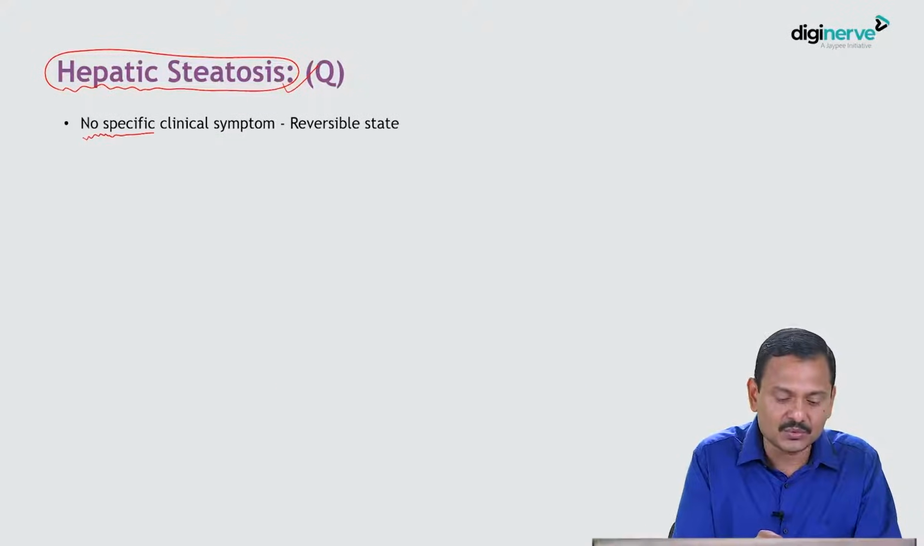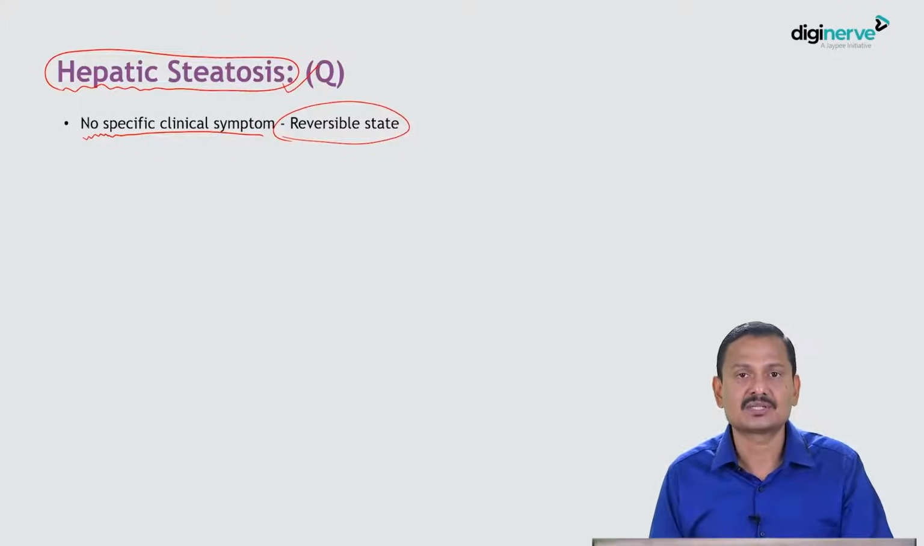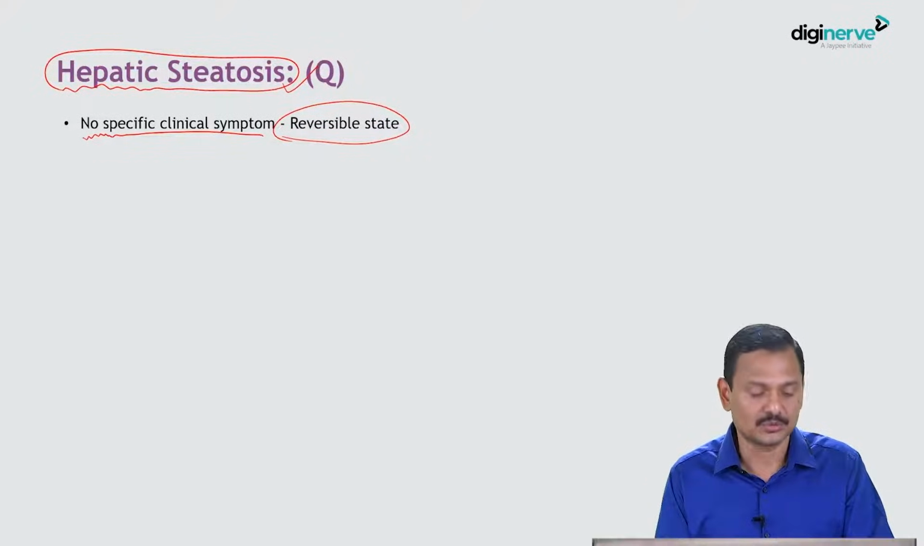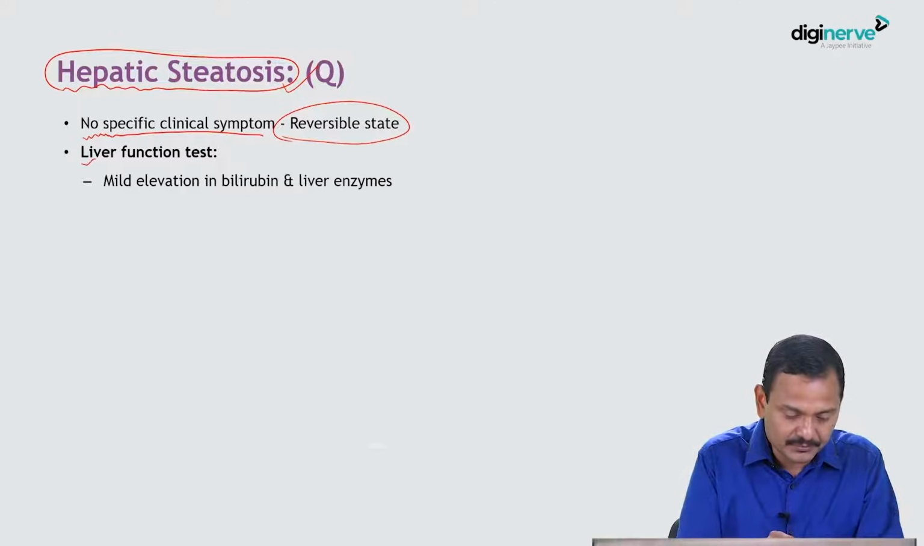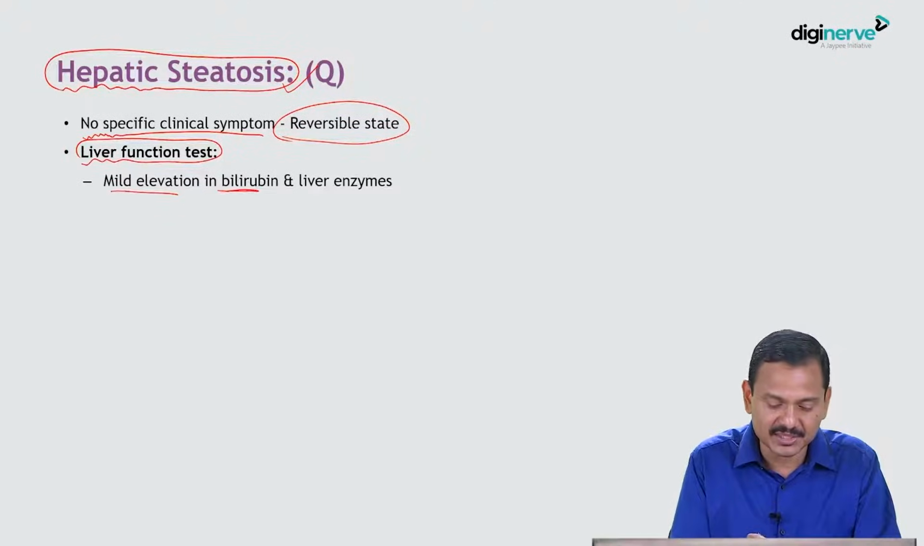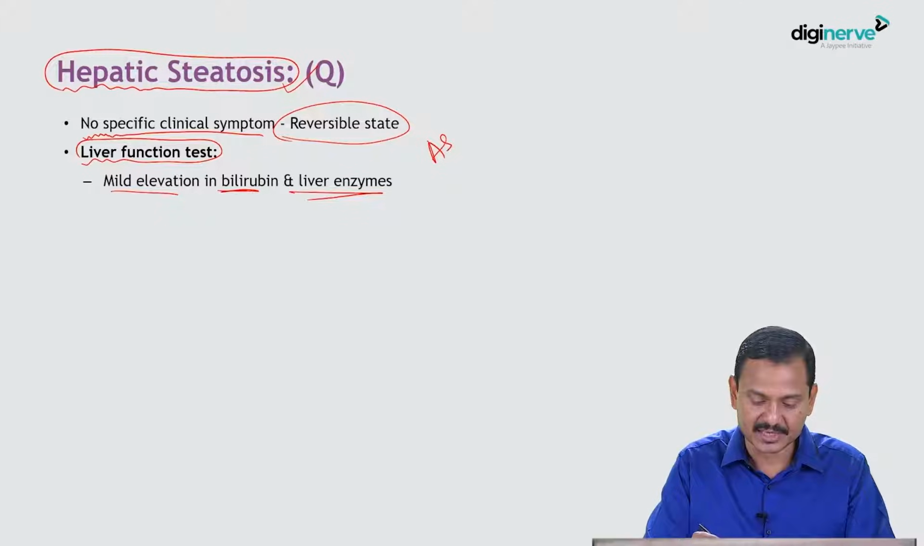Now there are no specific clinical symptoms, and it is a reversible stage. Okay, so if the person stops taking alcohol, then the steatosis will go back to a normal liver. When we do a liver function test, there will be mild elevation in bilirubin as well as liver enzymes. Now what are the liver enzymes? That is AST and ALT.